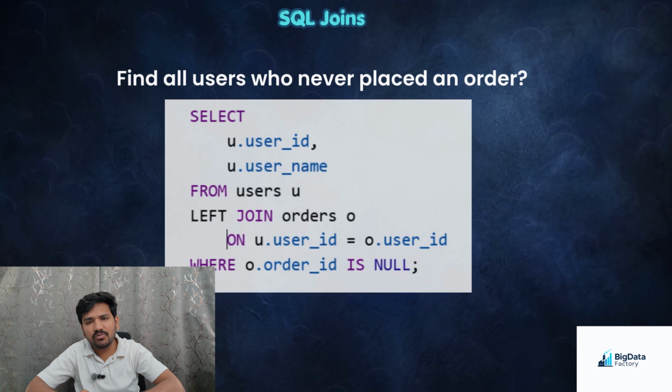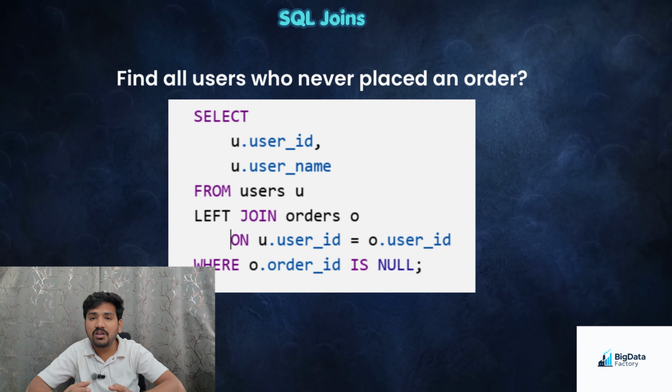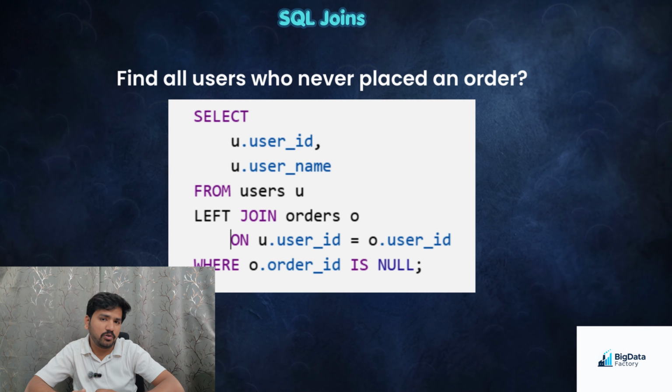So here is the query. Now let's understand this slowly. We start from the users table because we want to check every user. Then we use a left join with the orders table. This means keep all users whether they have an order or not. If a user has placed an order, the order columns will have the values. But if a user has never placed an order, the order columns will be null. So we filter where order ID is null. That means give me only those users for whom no matching order was found.